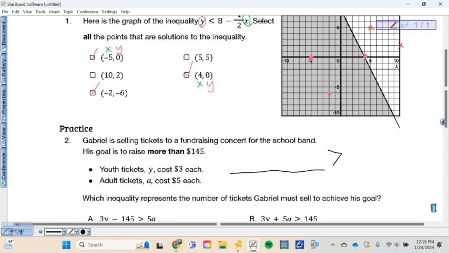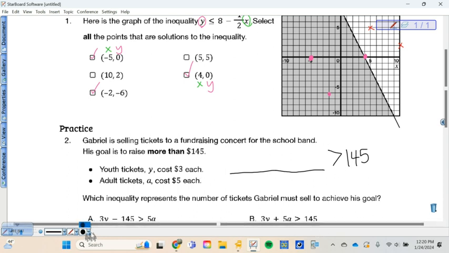Good. Greater than what? Can it be equal to if it's more than 145? Yeah, just greater than what? Yeah, greater than 145. Perfect. So the amount of money I'm going to make from the tickets I sell has to be greater than 145. Does it say $145 or more? Yeah, it just says more than. So it has to be strictly greater than.